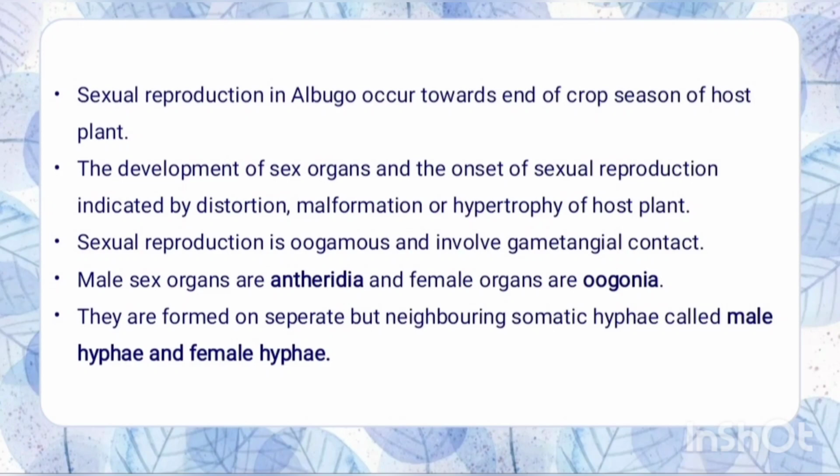Sexual reproduction is oogamous and involves gametangial contact. The male sex organs are antheridia and the female sex organs are called oogonia. The antheridia and the oogonia are formed on separate but neighboring somatic hyphae, and the hypha which bears the antheridia is called the male hypha, and that which bears the oogonia is called the female hypha. So what are the sex organs in Albugo? Antheridia and oogonia. Now let's look at the structure of each.